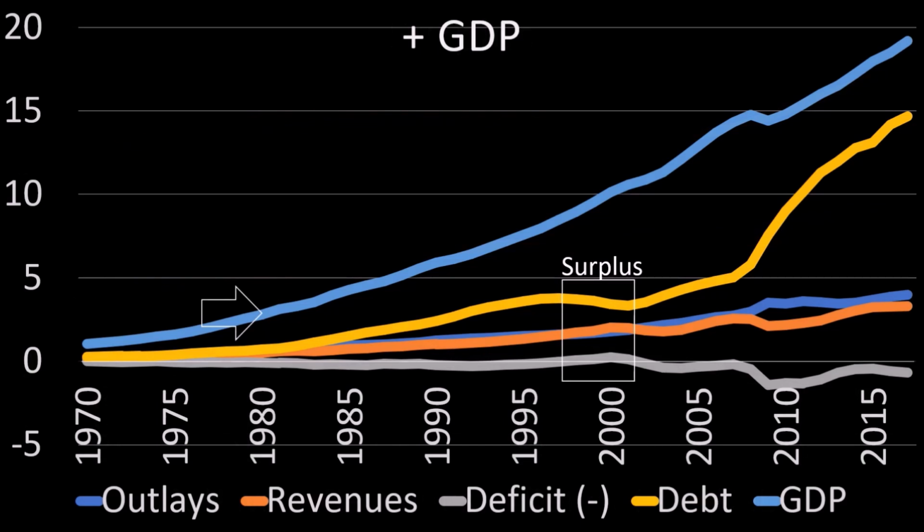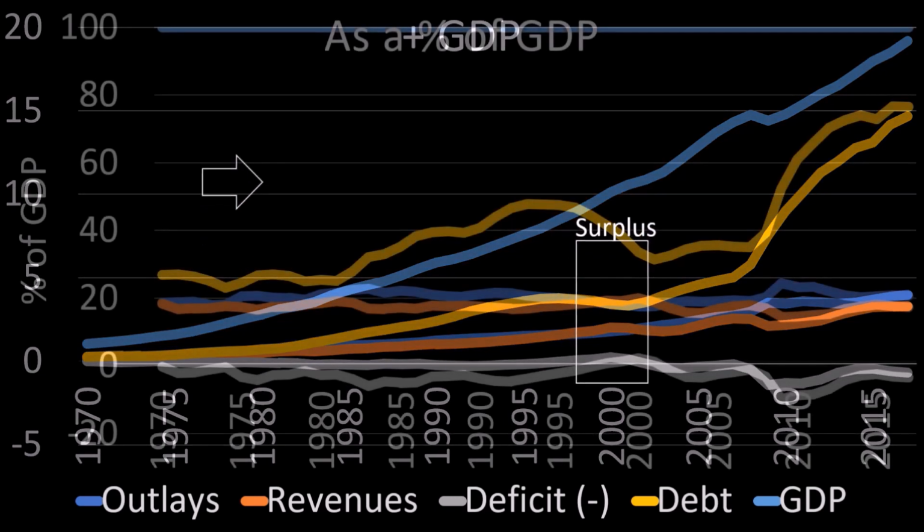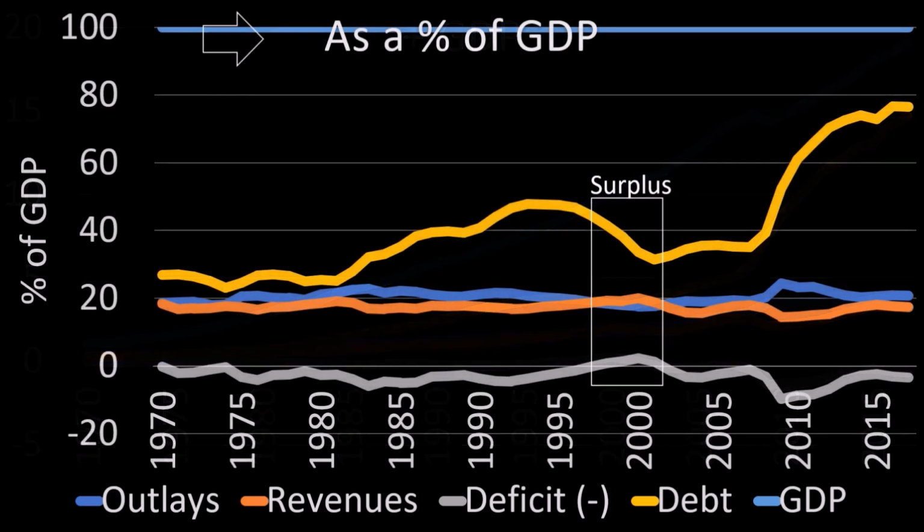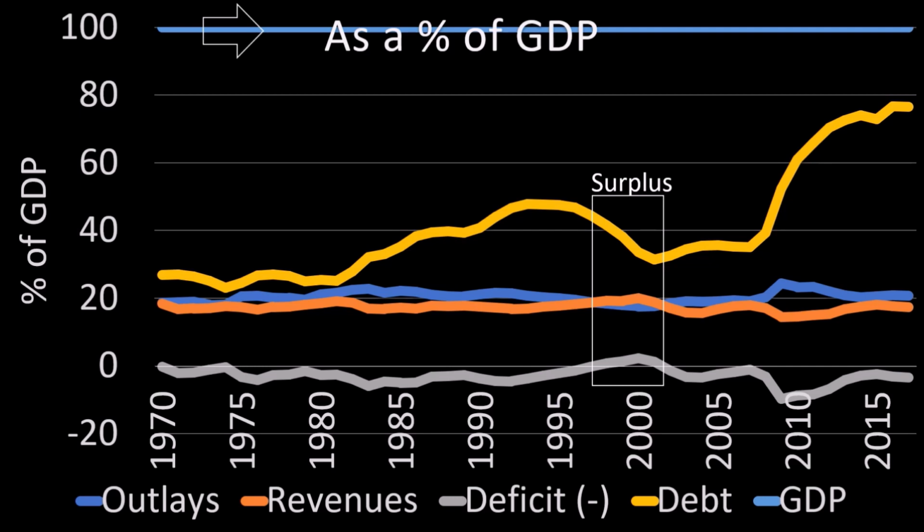Now let's look at the same history as a percentage of gross domestic product by pushing that GDP line right to the top. Look at outlays and revenues, the blue and orange lines. They're both right at about 20%. I hope you're surprised by that because as a percentage of GDP, the budget does not appear to be growing out of control. Look at the debt, the yellow line, just to the left of the surplus. It looks like it's going down a little bit when we know there's no surplus. That happens in a few places now that we're looking at it as a percentage of GDP.